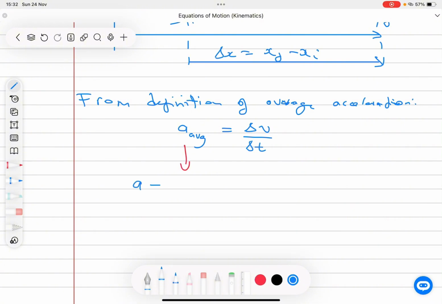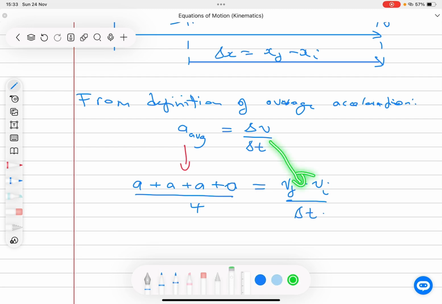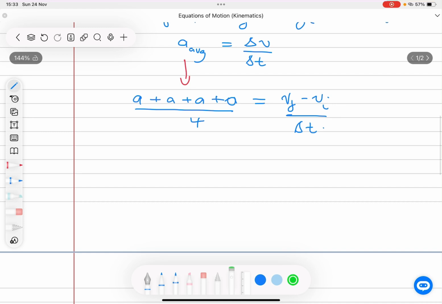So if I were to write this mathematically, it will be something like a plus a plus a plus a divided by 4, because I have 4 data points. But remember that this is still the same as the final velocity minus the initial velocity over change in time. So I'm just rewriting this as v final minus v initial, and I'm keeping the time as it is.